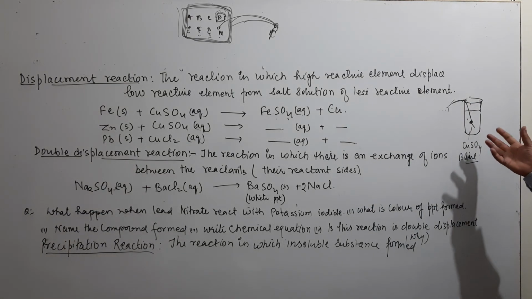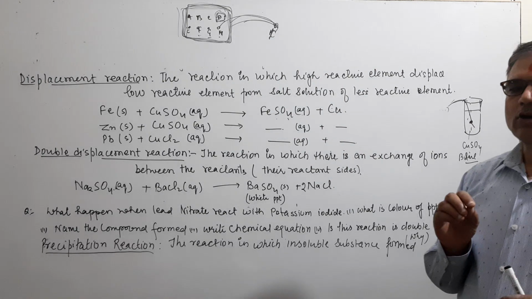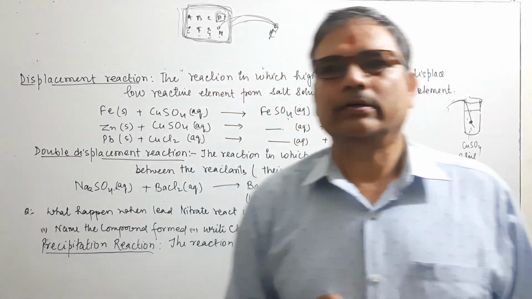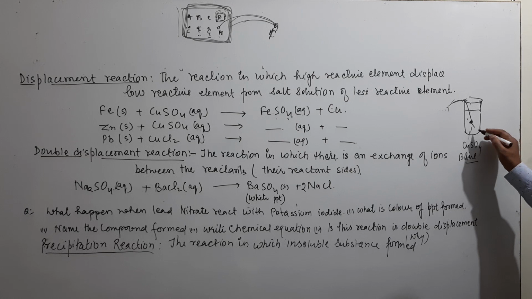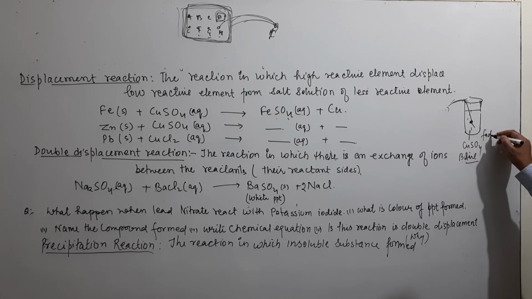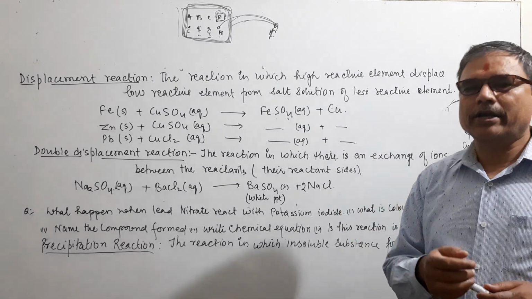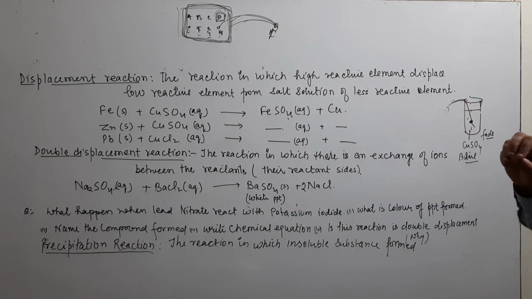And after some time, what will the observation be? The iron nail will become brownish in color, and the color of the copper sulfate will fade, become lighter, and slightly greenish, maybe green, but the color of the copper sulfate becomes faded.